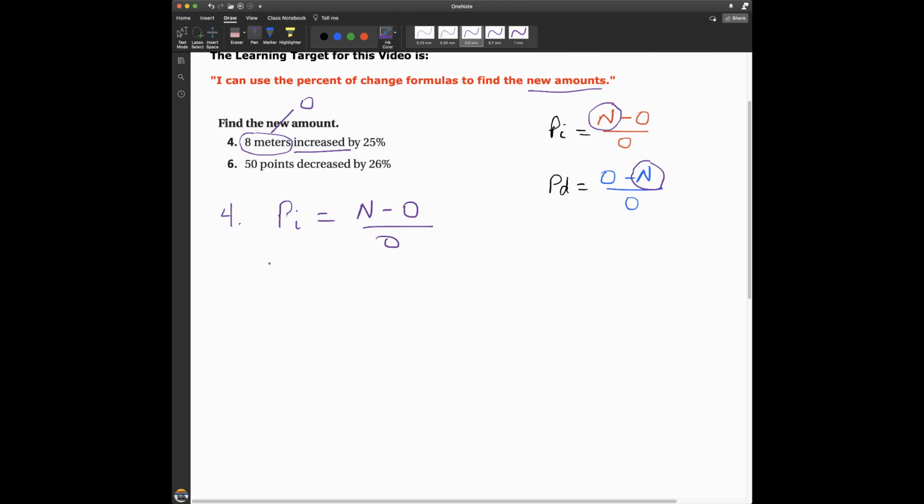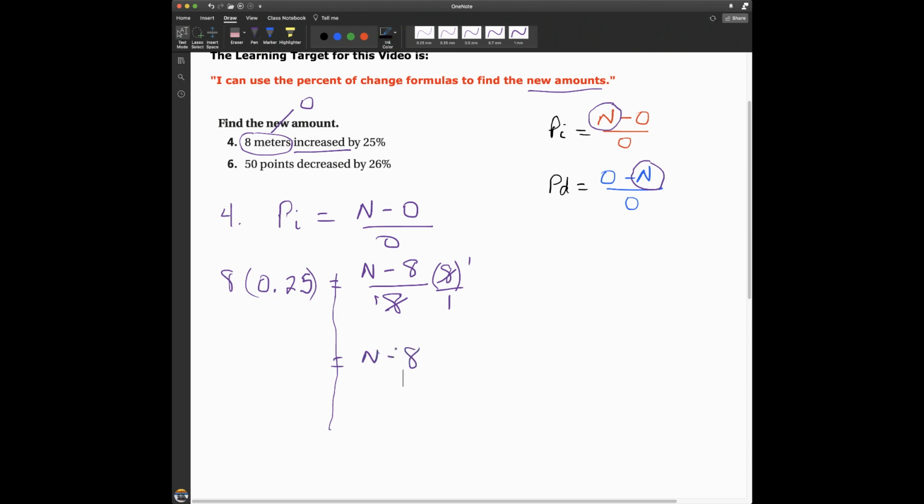25%, I need to write it as a decimal so I can do some math with it. My new amount, I don't know what that is. I know my original amount is 8, so I'll put that in the denominator as well. Now we go all the way back to chapter 3, and we have to solve this. First thing I want to do is multiply both sides by 8, and that will cancel the 8 in the denominator over there. So I'm just left with n minus 8.